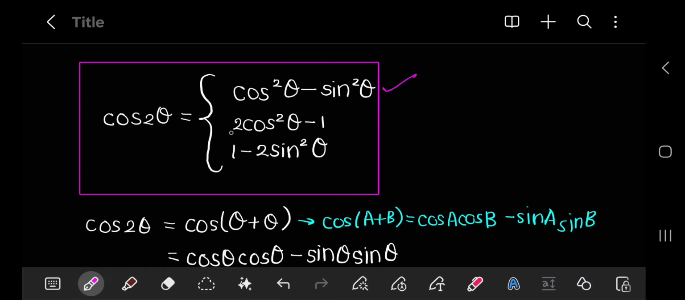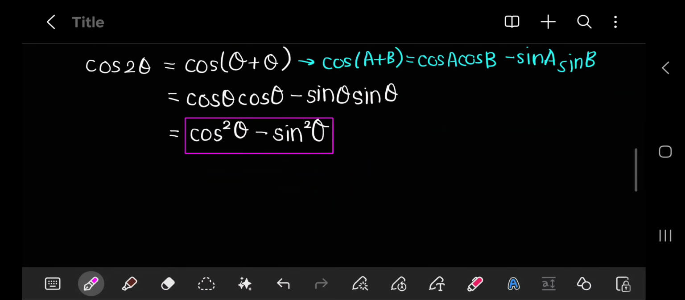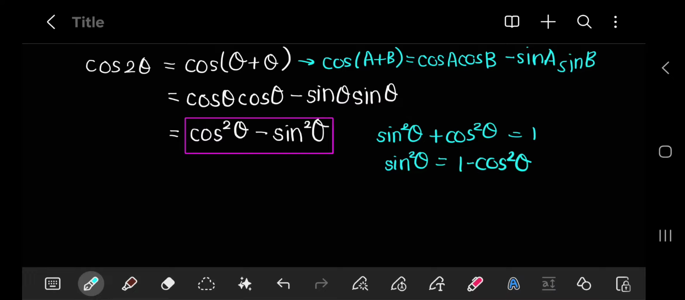Now, let's focus on proving the next two. So the next one I want to prove is 2 cos squared theta minus 1. And in order to do that, we are going to just continue from this expansion. The next thing we're going to make use of is an identity which you guys learned last year. Sine squared theta plus cos squared theta is equal to 1. Now my aim here is to replace sine squared theta. So in this identity, I'm going to make sine squared theta the subject by taking the cos squared theta over to the right hand side where it will become negative.